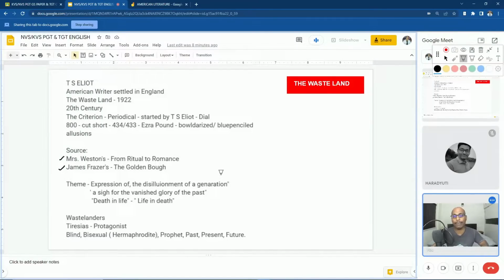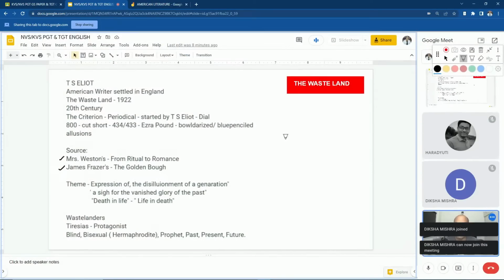So these people don't believe in anything. They just believe whatever they are doing is right. Now such kind of people are part of this Waste Land poem. We are going to read different characters in this poem. So now, a sigh for the vanished glory of the past, death in life, life in death. These are the themes of this poem, The Waste Land.